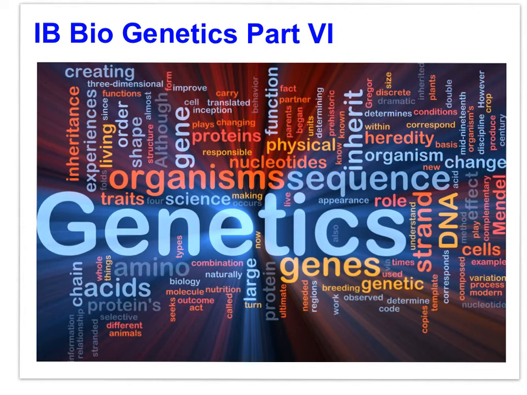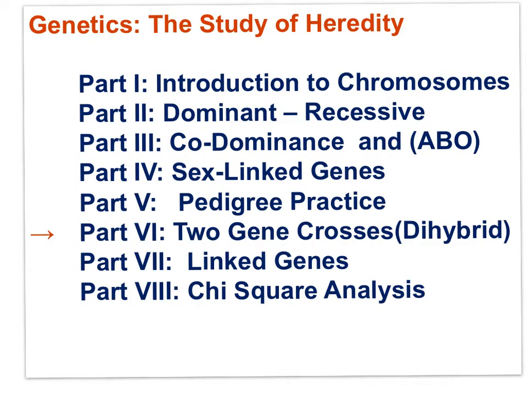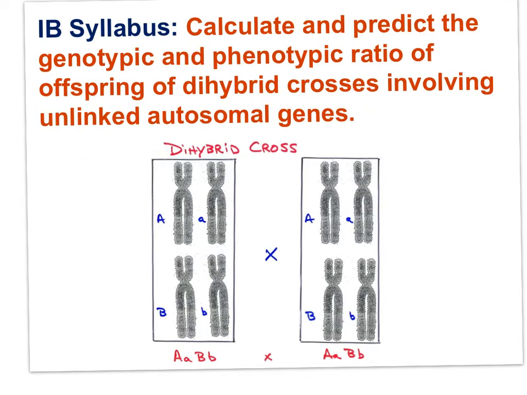For clarity and emphasis, this movie examines unlinked genes. Here is the outline for all the movies available in the series on genetics. Use this outline to find the movie you need for review. This movie is focused here, and it's for HL students only. Here is the IB syllabus statement of interest. Calculate and predict the genotypic and phenotypic ratio of offspring of dihybrid crosses involving unlinked autosomal genes.